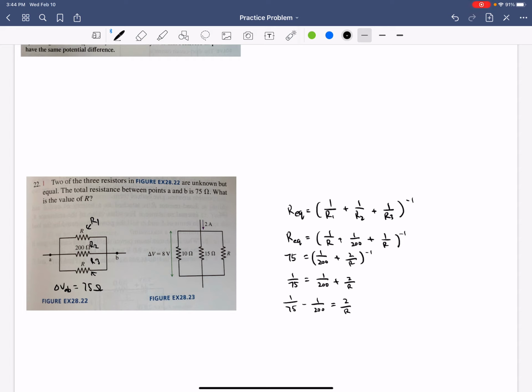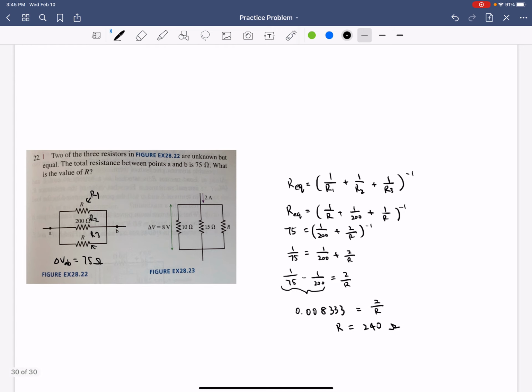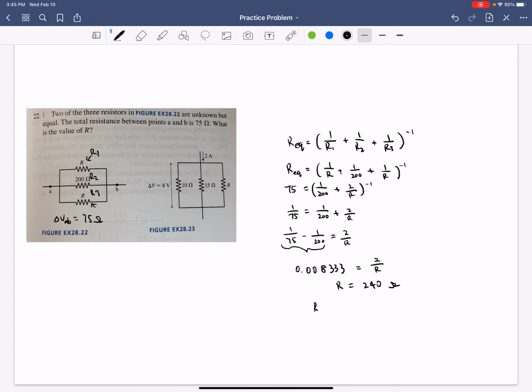Let me just use my calculator to get this value right here. So 0.008333. So R equals 240 ohms. So resistor 1 equals resistor 3 equals 240 ohms.